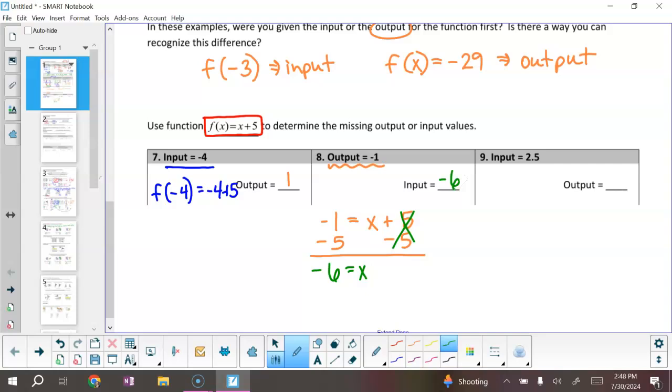And then number 9, the last one, is just like the first one. They're giving you the input. So you should have plugged in 2.5 in for your x. So 2.5 plus 5. Okay, and your answer there should have been 7.5.